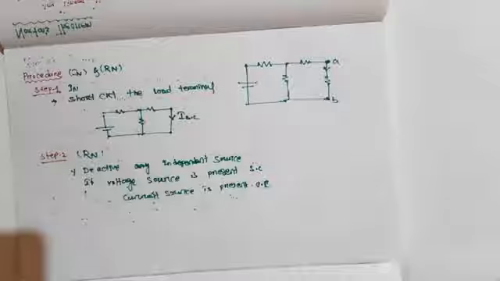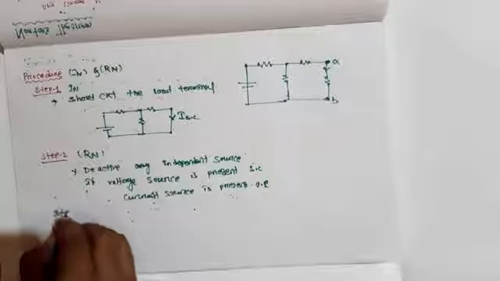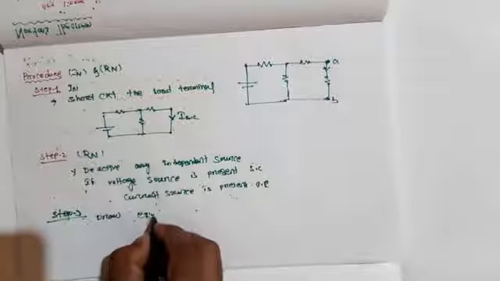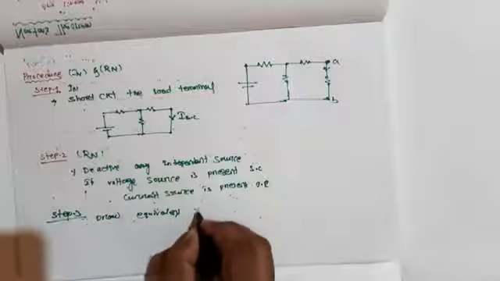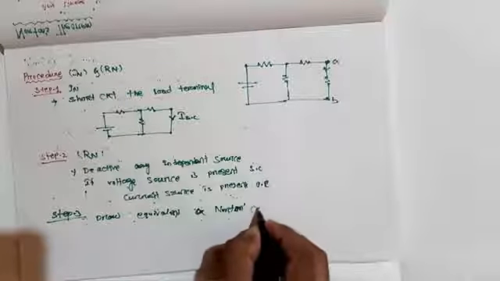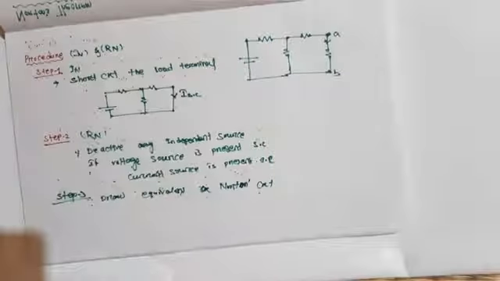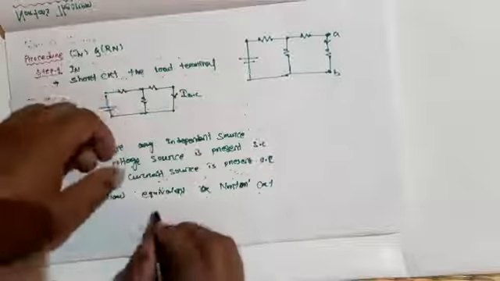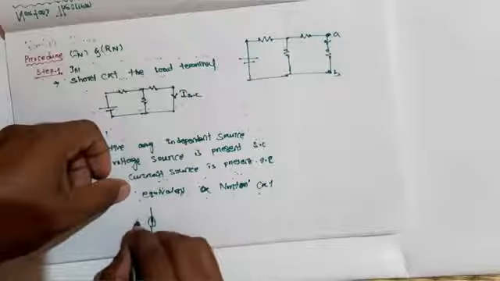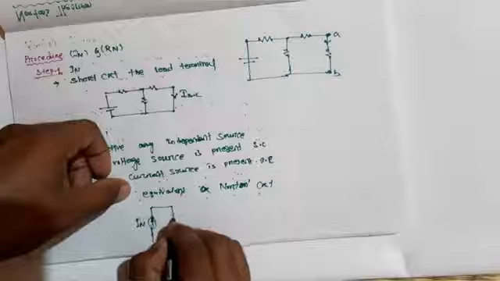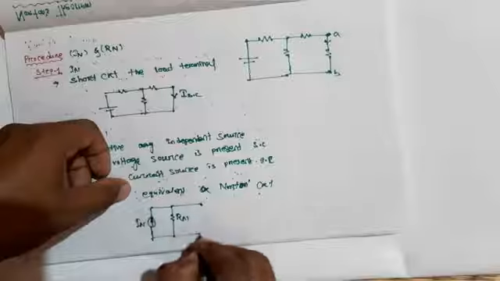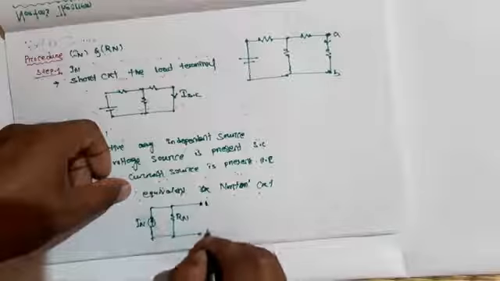Then step 3: draw the equivalent Norton circuit. For the Norton equivalent circuit, we connect the Norton current or short circuit current in parallel with this Norton resistance, and this is the terminal where the load is connected.